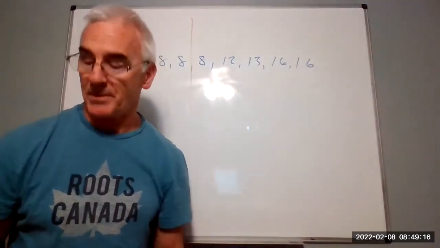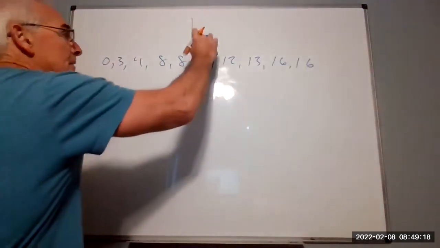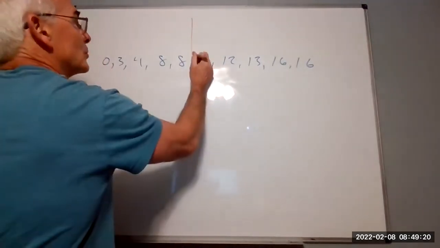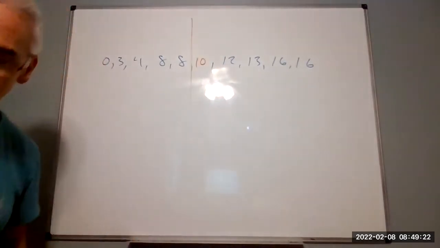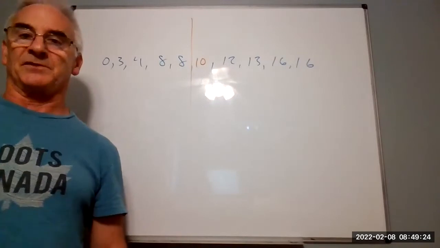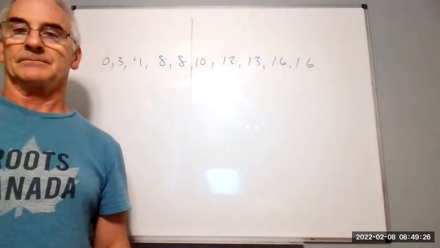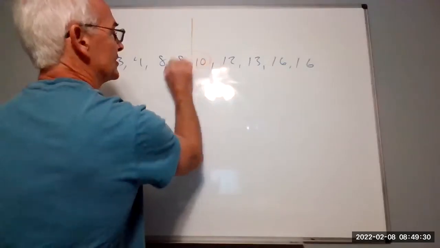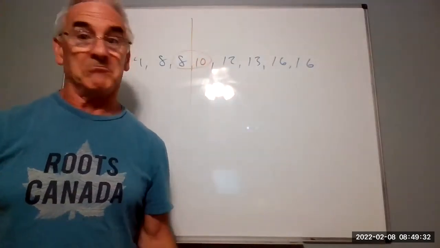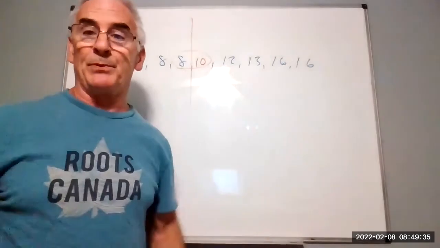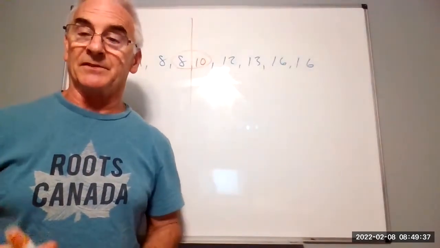Now, I'm going to change one thing about this. I'm going to make that 8 into a 10. Now, what's the median score? 9. 9, because I'm still only considering these 2. Did everybody get that? That's it. That's how simple the calculation for median is.